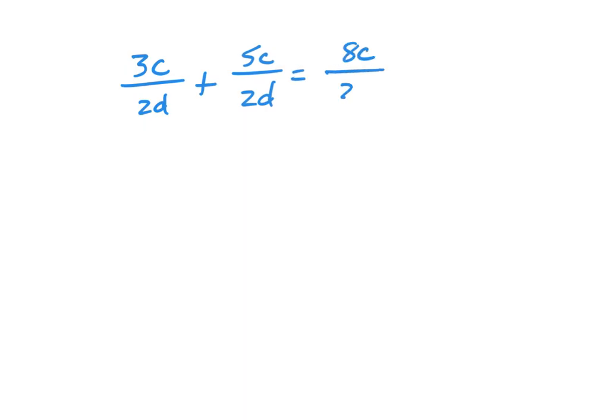Okay, so here we go. 3c over 2d plus 5c over 2d. Okay, and like I said, a lot of the ones that we do today will have a common denominator to begin with. When we get to the end, we'll have a couple that do not have common denominators, and we'll talk about what we can do to make them a common denominator. So because these already have a common denominator of 2d, we're going to add the numerators together, and we're going to leave the denominator.